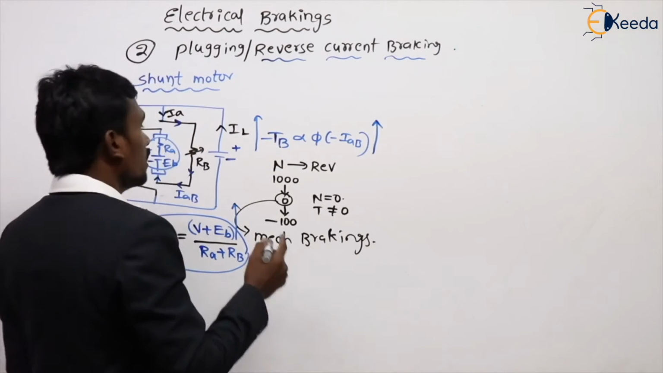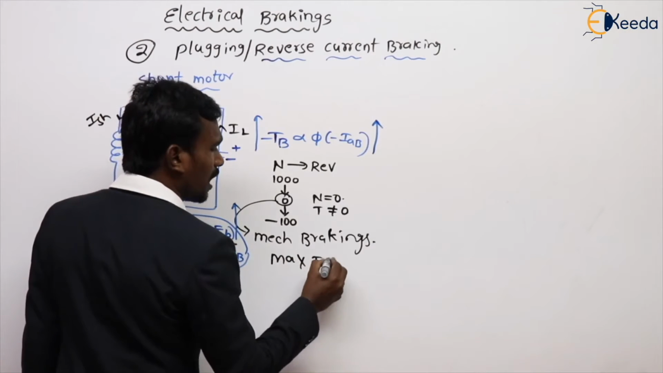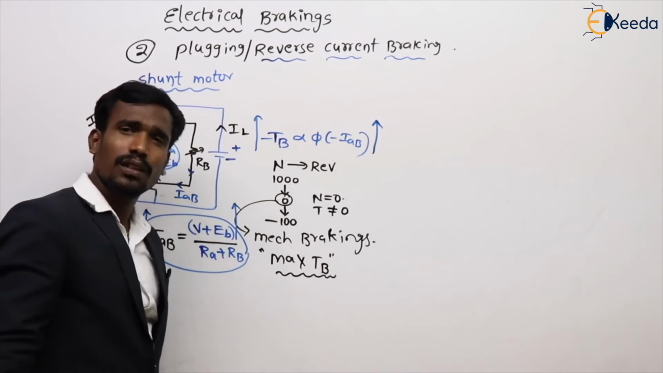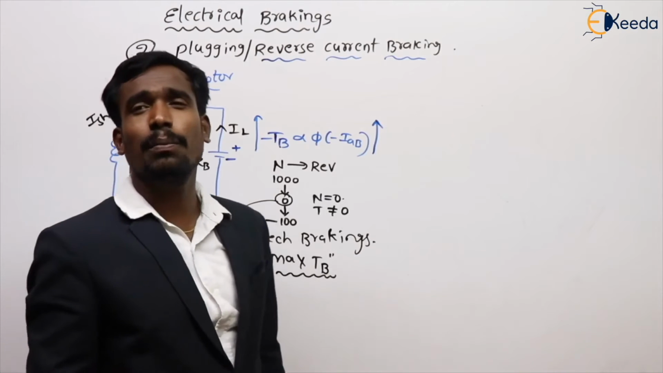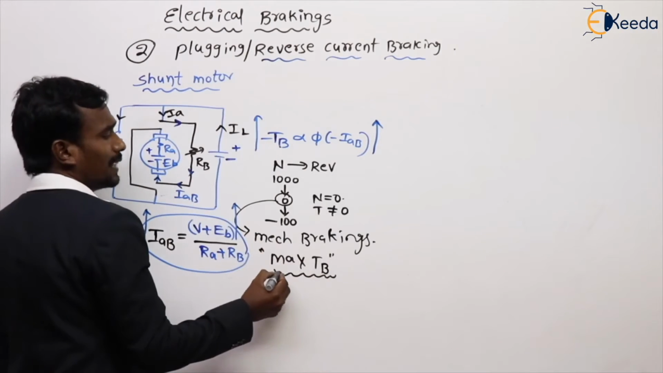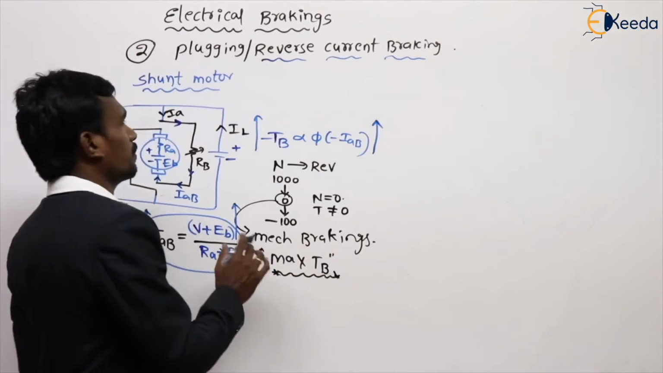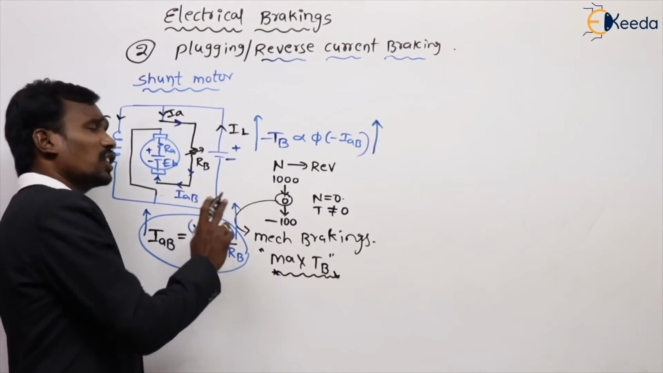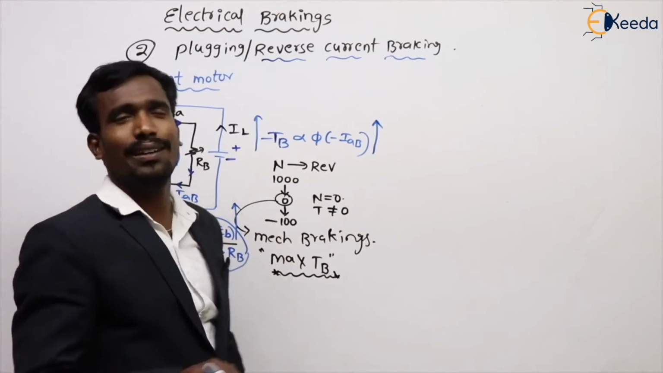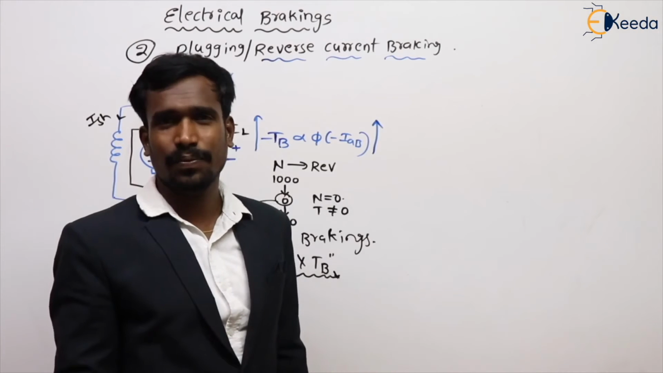So nothing but this having the maximum braking torque compared to other braking methods. Which method having the maximum braking torque? This method, the plugging, having the maximum braking torque compared to other. This is very important. And here the machine doesn't act as a generator. The motor acts as a motor only. This is another thing.